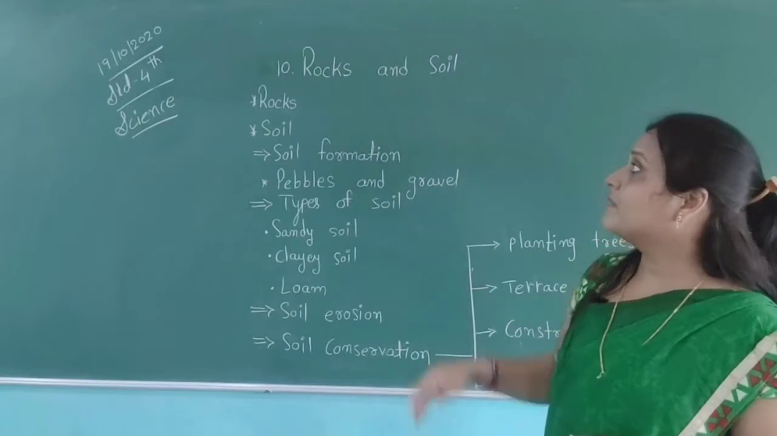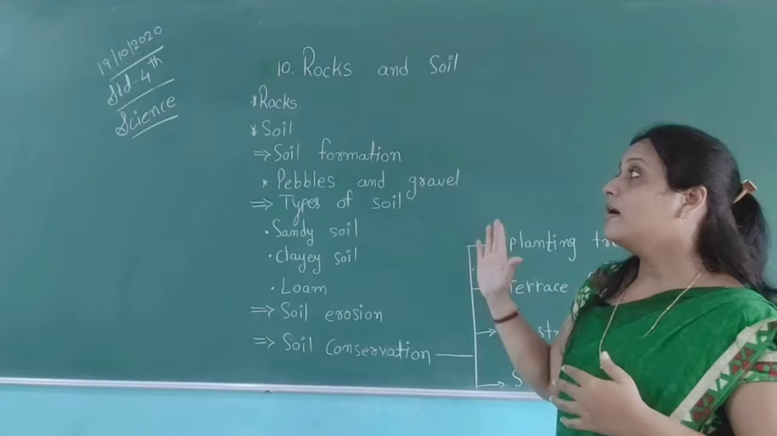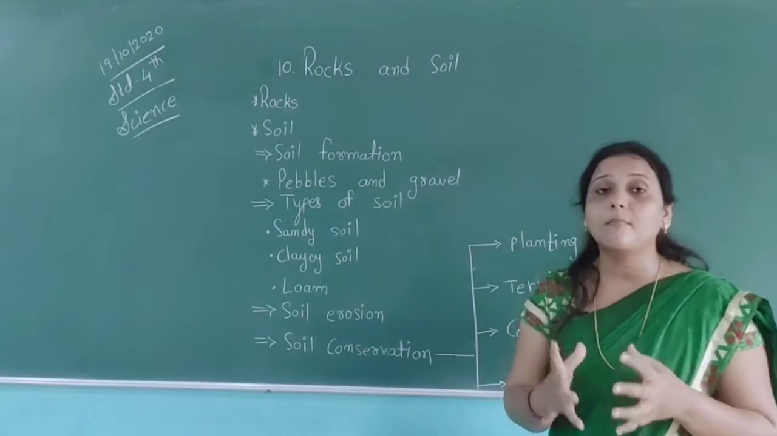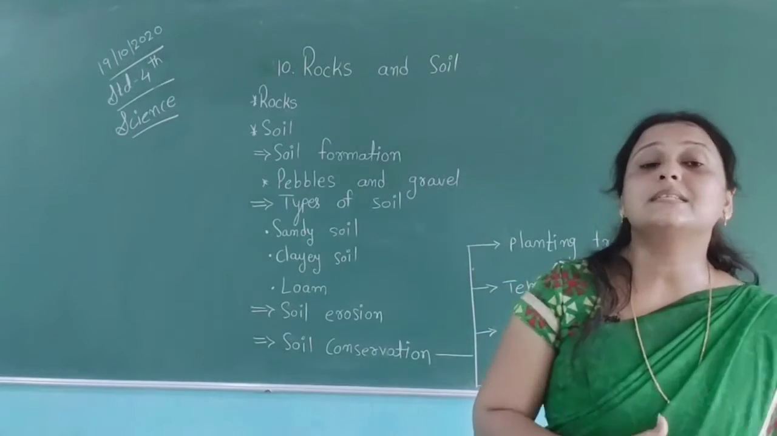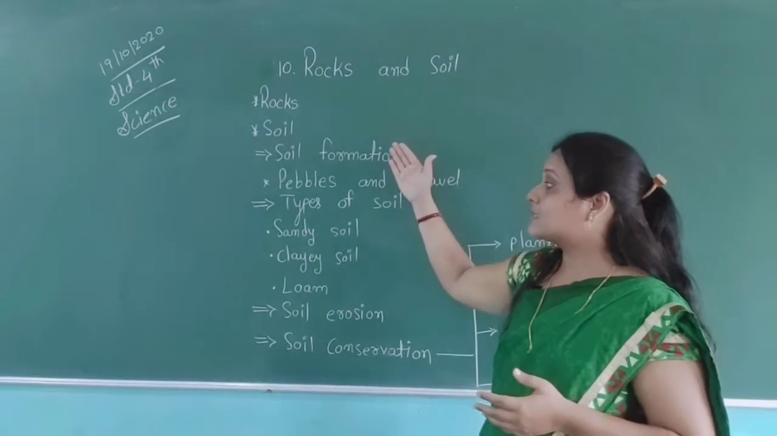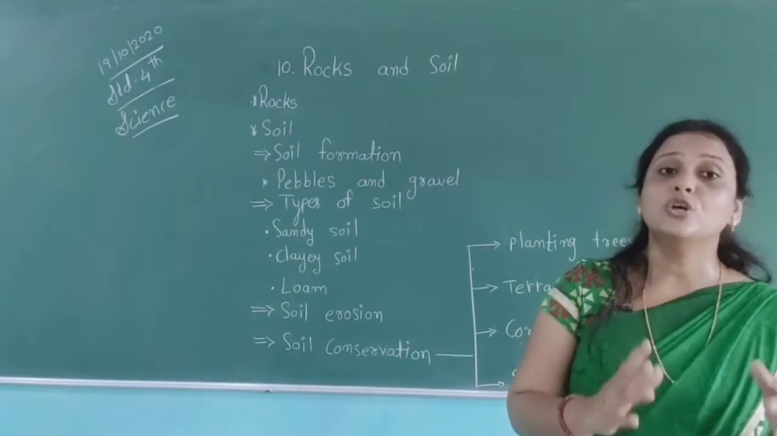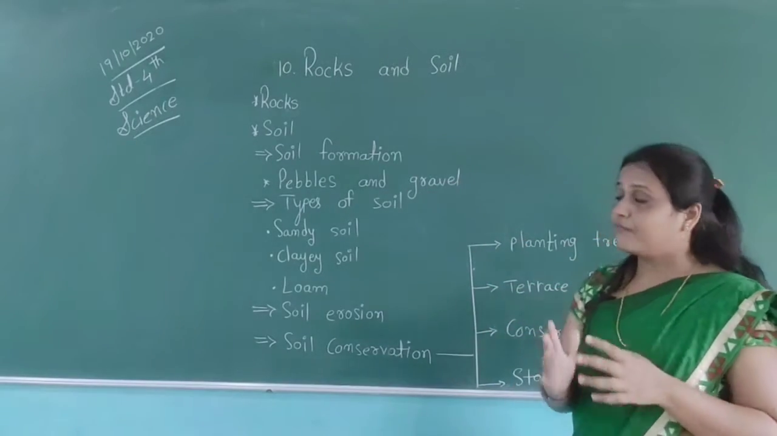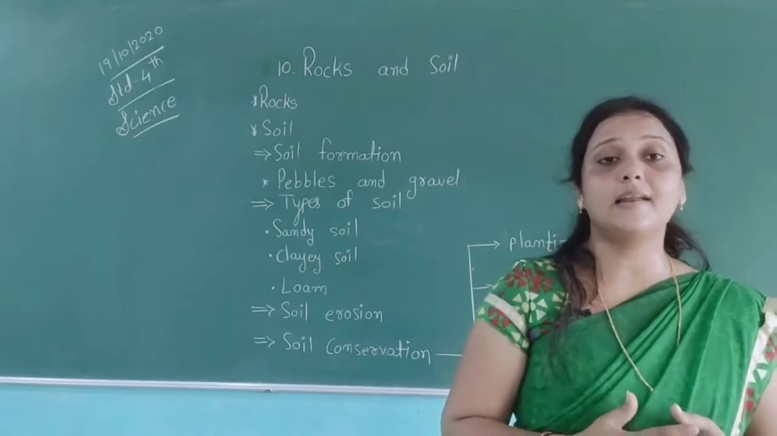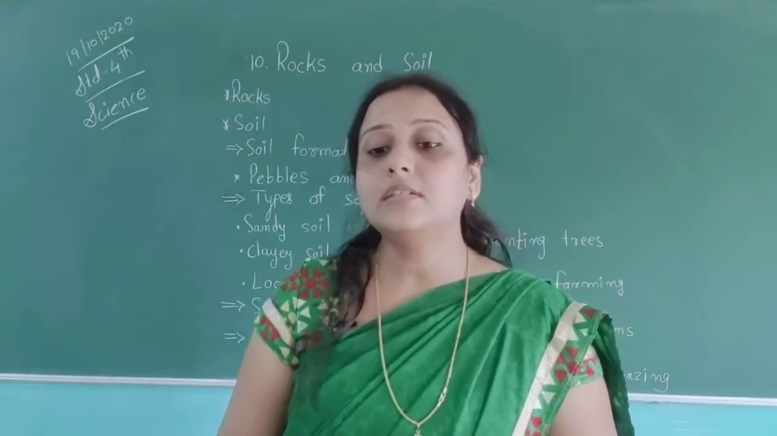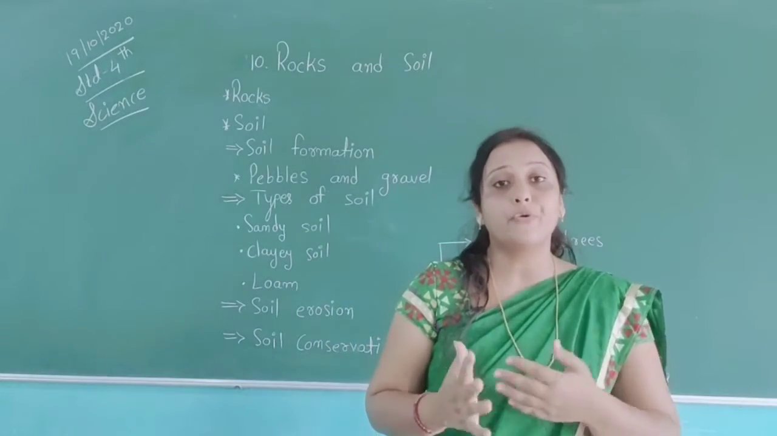Today we talk about chapter number 10. In this chapter, they have given us the details about soil, how the soil formation process goes on, and rocks, soil, types of soil, soil erosion, and soil conservation. In this session we will discuss some topics. Our earth is made of rocks and minerals.